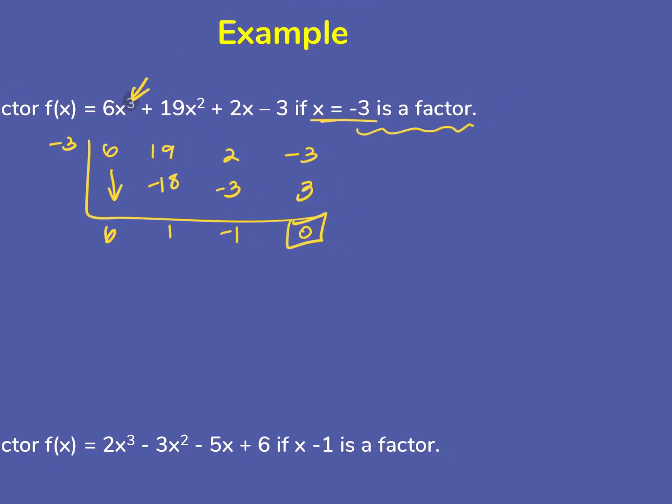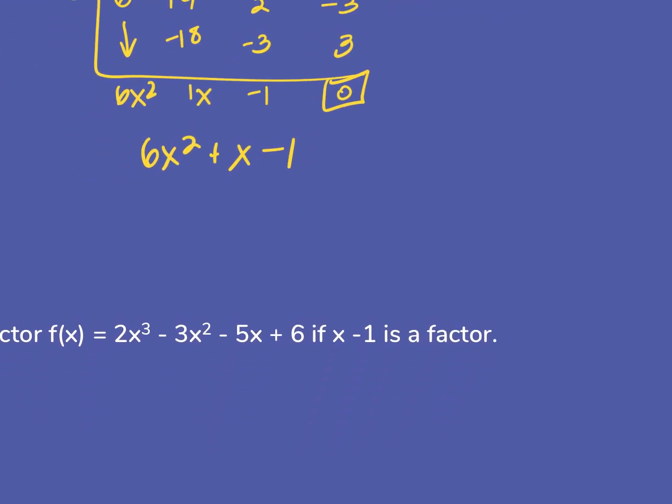So I know negative 3 is one of my factors, or one of my zeros. Now I have to take what's left, 6x squared plus x minus 1, and check to see if it's factorable first. So I would do my first times last here: 6 times negative 1 would be negative 6. Are there factors of negative 6 that sum to positive 1? What are they? 3 and negative 2. Replace the middle term with those two, and then factor by grouping.